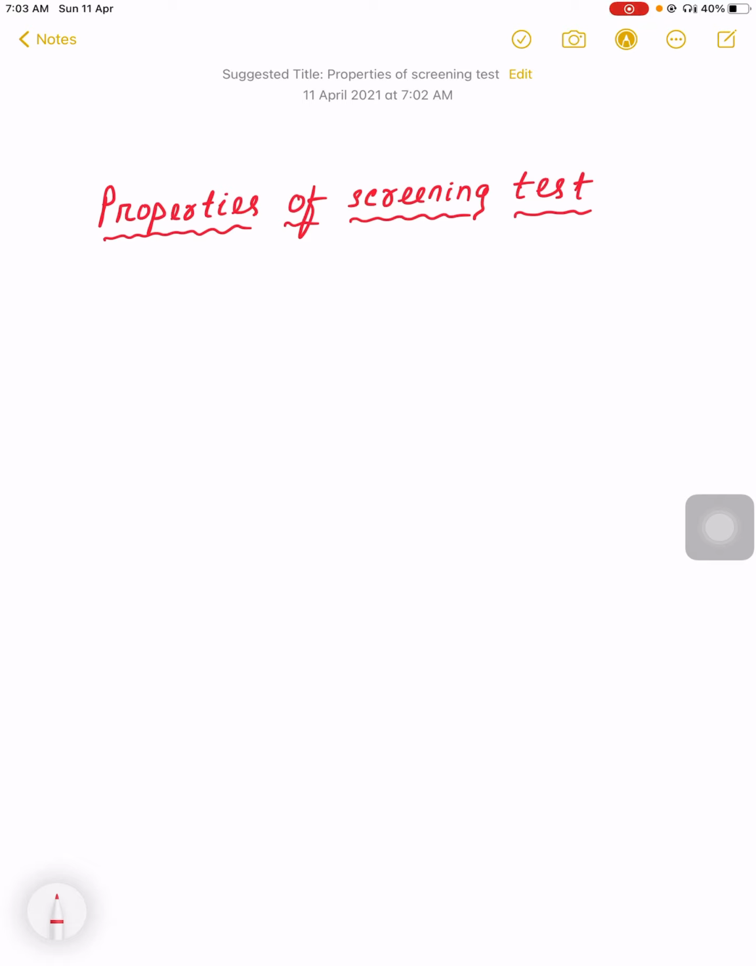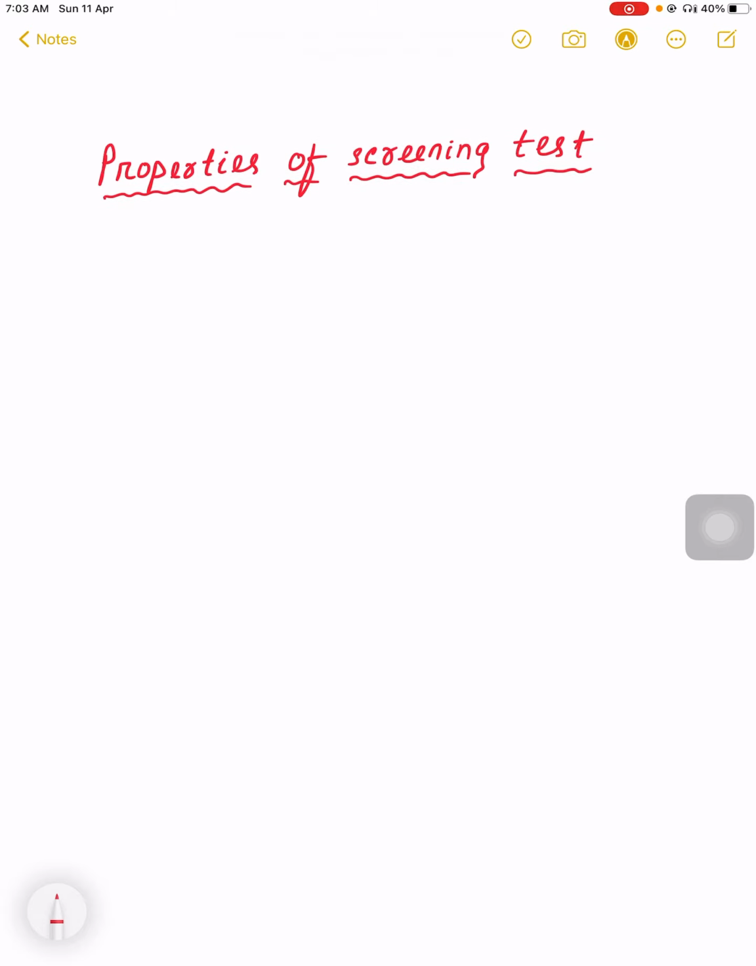After that, a very important topic of the screening test is the properties of the screening test. You should know it very well. The approach to this is a mathematical question that comes in your exam. It may be in a university exam, it may be in your PG exam, NEET PG exam. So many students are very confused about how to do the calculation, but I have made it so simple for you to understand.